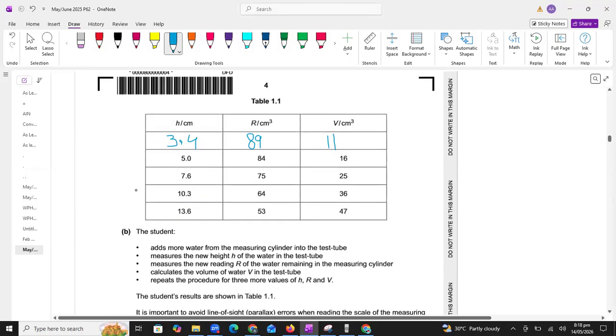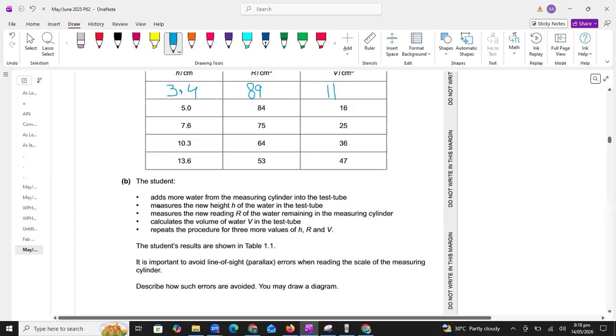I'm moving on to page number 4, part B. In part B, they are saying the student adds more water from the measuring cylinder into the test tube. Measure the new height h of the water in the test tube. Measure the new reading R of the water in the measuring cylinder. Calculate the volume of water V in the test tube. Repeat the procedure for 3 more values. So you can see the student has already done this experiment, this one and this one. And now the student is repeating this 3 times.